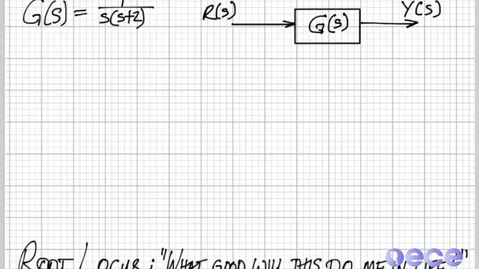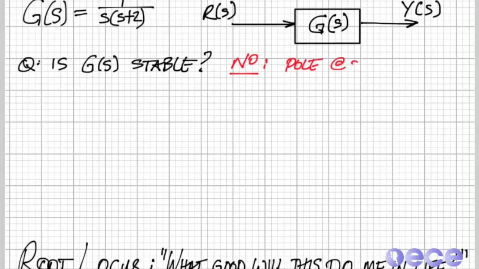So to answer this, I want to look at a specific example. I want to look at G(s) as 1 over s times (s plus 2). So this is our plant. It's an unstable plant. In open loop, if we provide a reference input R(s) to this plant G(s) to get Y(s), G(s) stability is something that we can analyze. It's definitely not stable because we have a pole at s equals 0.